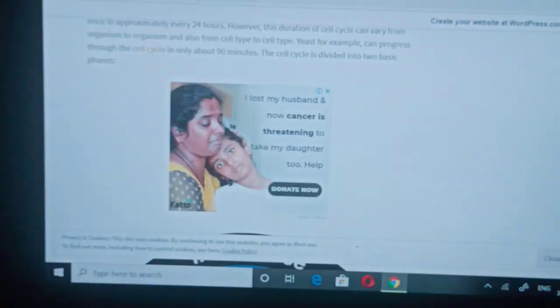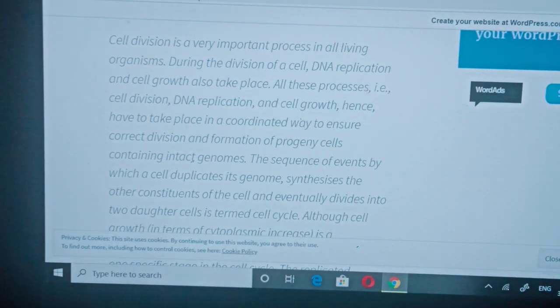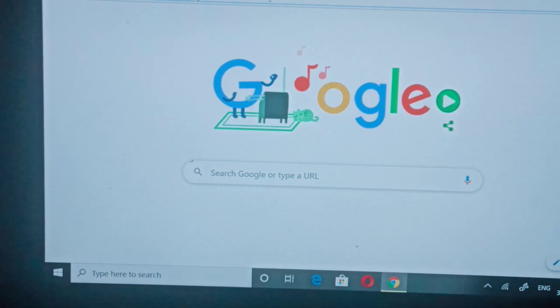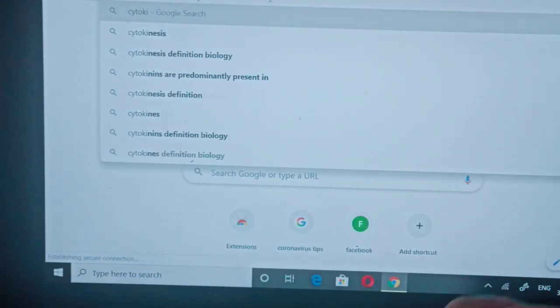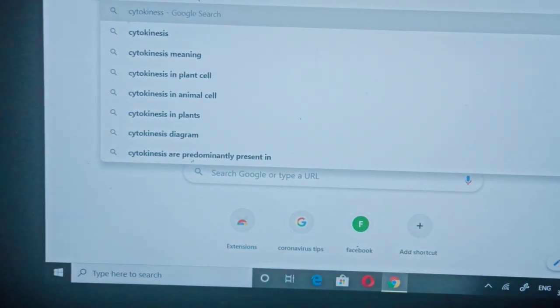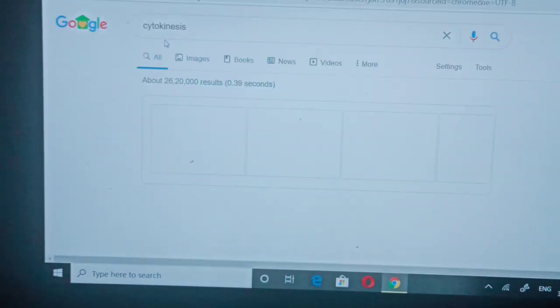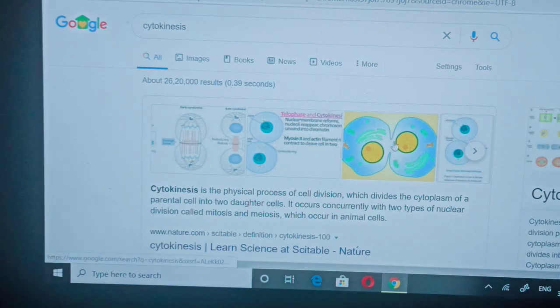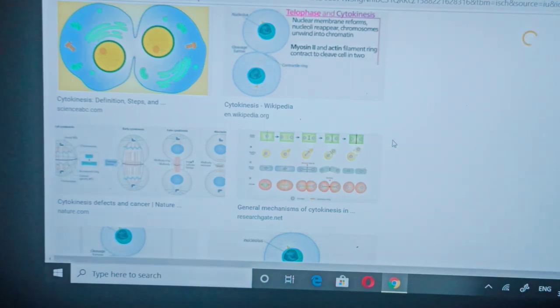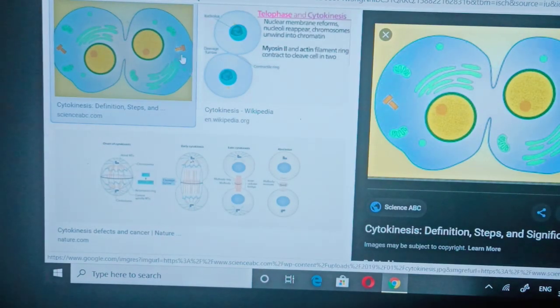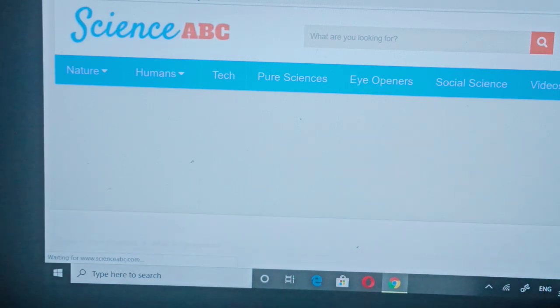Let me show you the cytokinesis. That means when you study all these phases, you have to draw all the diagrams one by one. What happens in the first phase, what happens in the second phase, what happens in the third phase, and the fourth phase, that is prophase. Here, let me show you this one. Okay, just a second. Biology cytokinesis.